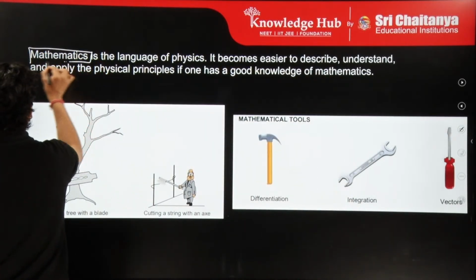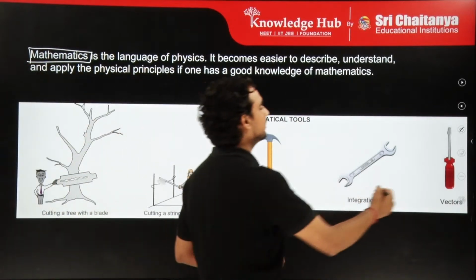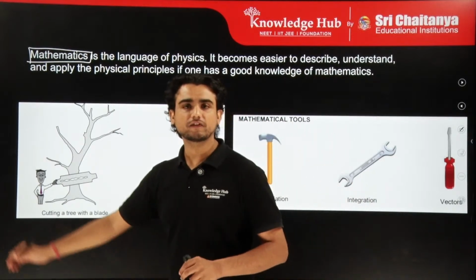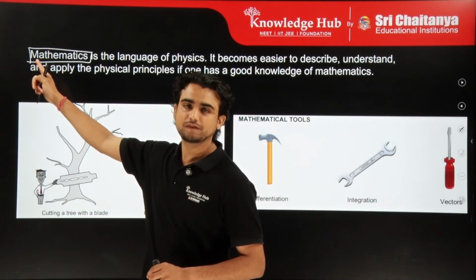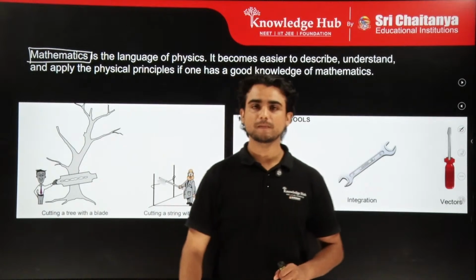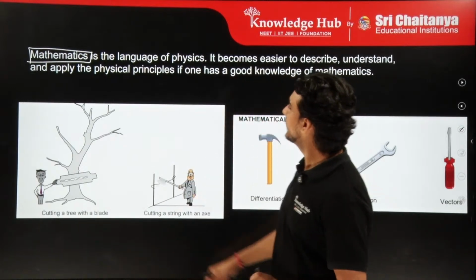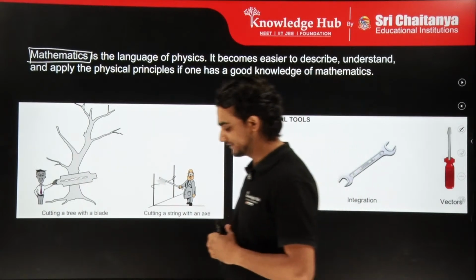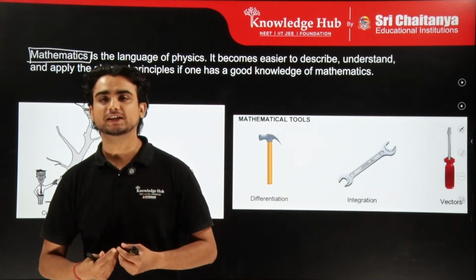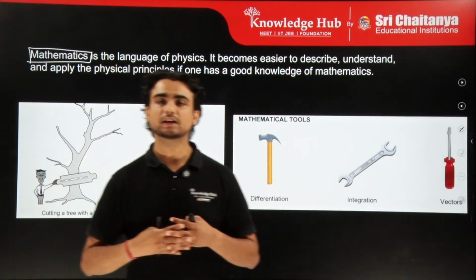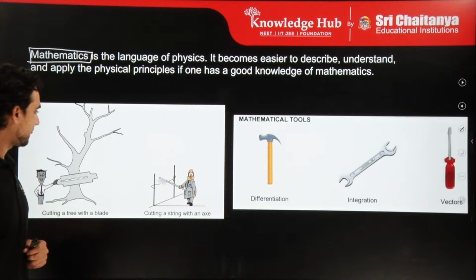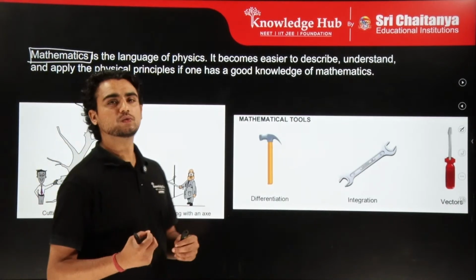So let's suppose I am in India and someone else is in USA. If we talk in physics, we will talk in maths. We can apply the physical principles if one has a good knowledge of mathematics. So he's just trying to say that we need mathematics for physics. Now look at this first diagram. Okay, we know we need maths.